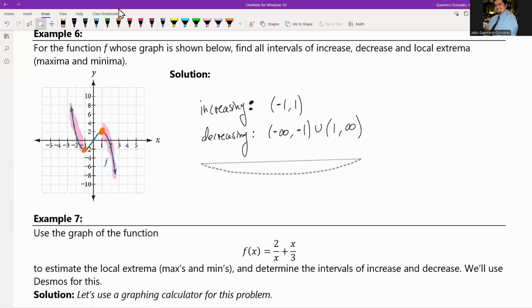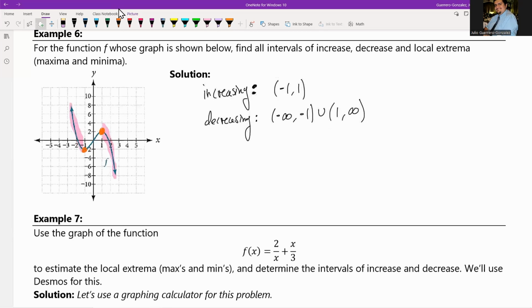And I just noticed I did not give myself enough space. There we go. What a time to be alive, right? There we go. Now to find local extrema, local maximums and local minimums. Thankfully, we already have the points. You guys see that? So it looks like a local max at my point 1, 2.